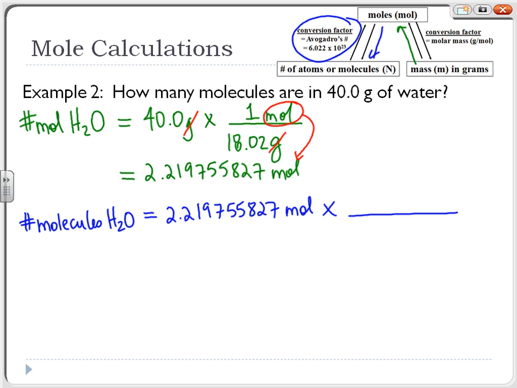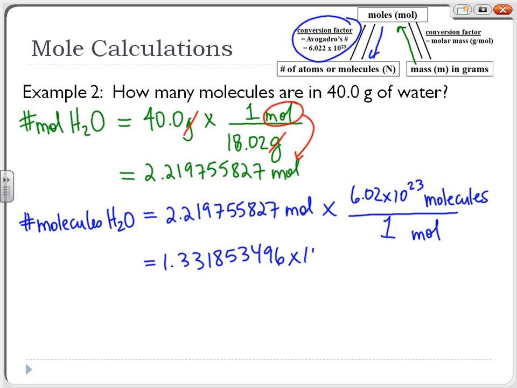So again, what do I put? I have to put moles on the bottom because that's the unit I want to cancel out. And I'm going to put molecules on the top because that's the unit that I want to keep. Now what do I fill in? I know Avogadro's number tells me I've got 6.02 times 10 to the 23 molecules in 1 mole. So that's how I know which number to put on the top and which on the bottom. So I take my answer and times it by 6.02 times 10 to the 23, and I get 1.331853496 times 10 to the 24 molecules of H2O.